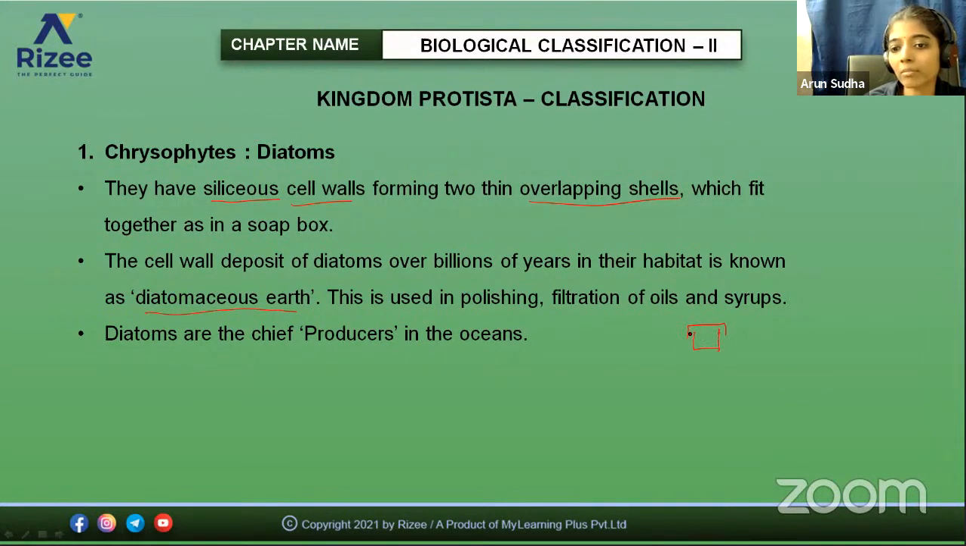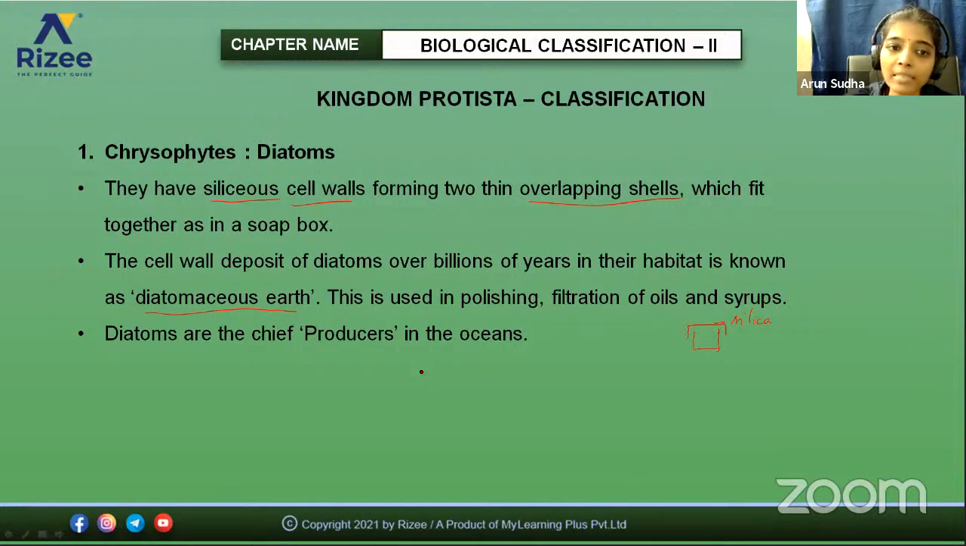So it will be like this. One shell on the top and down there will be one shell, and they fit together like a soap box or a tiffin box. They fit to one another, but this cell is made up of silica. So they have siliceous cell walls forming two thin overlapping shells which fit together as in a soap box. The cell wall deposit of diatoms over billions of years in the habitat is known as diatomaceous earth.